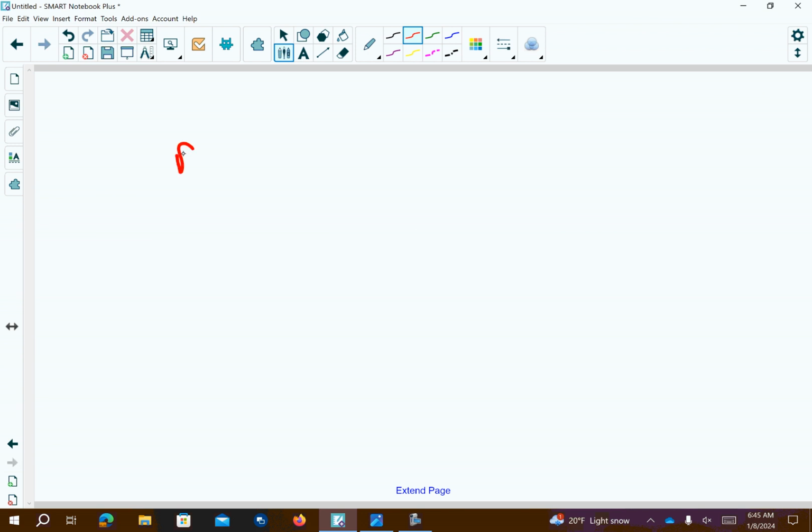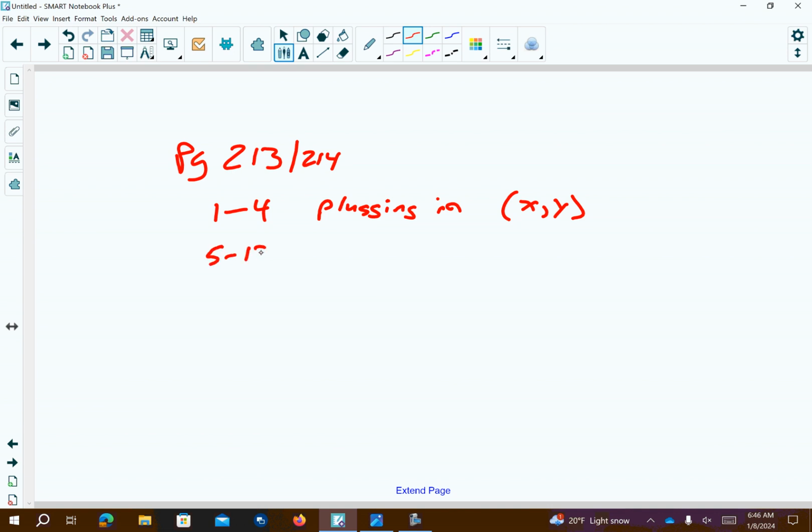Okay, so what I'd like us to work on is page 213 and page 214. Looks like problems 1 through 4, you're just plugging in the point to see if you get there. If it's true on both, it's a solution. If it's not true on both, it's not a solution. And then for 5 through 13, let's just work on those. These are just graphing.